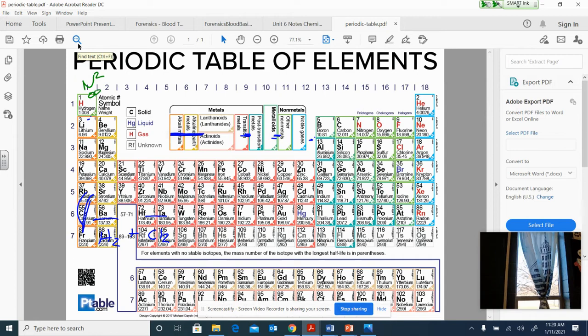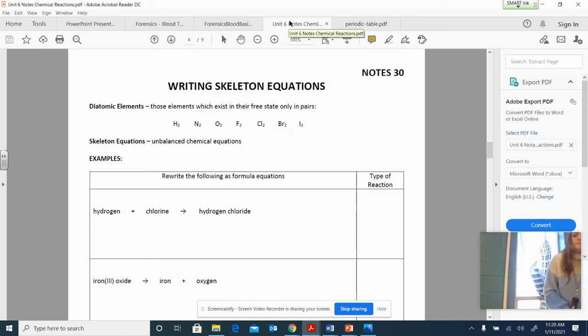But put something on your periodic table that we've been filling in throughout the year to help you remember that those are our 7 diatomic elements. Because if you remember those 7, it just makes writing equations a lot easier. You don't have to look at your notes every time to remember those 7. Hopefully you'll also just start recognizing them.